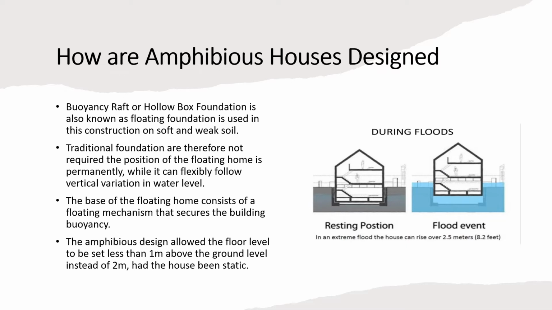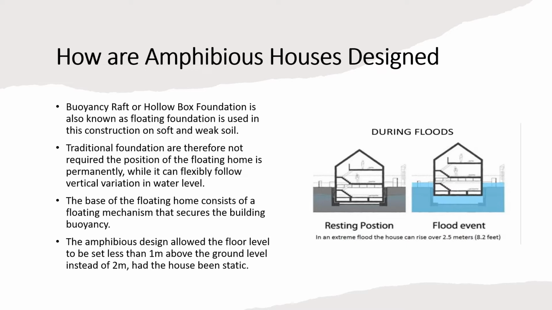How are amphibious houses designed? A buoyant raft or hollow box foundation, also known as a floating foundation, is used in this construction on soft and weak soil. Traditional foundations are therefore not required. The position of the floating home is permanent, while it can flexibly follow vertical variation in water level. The base of the floating home consists of a floating mechanism that secures the building's buoyancy. The amphibious design allows the floor level to be set less than 1 meter above the ground level instead of 2 meters, had the house been static.